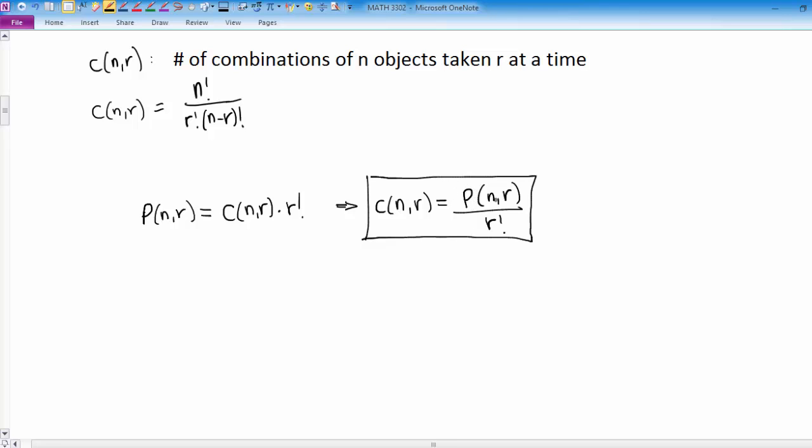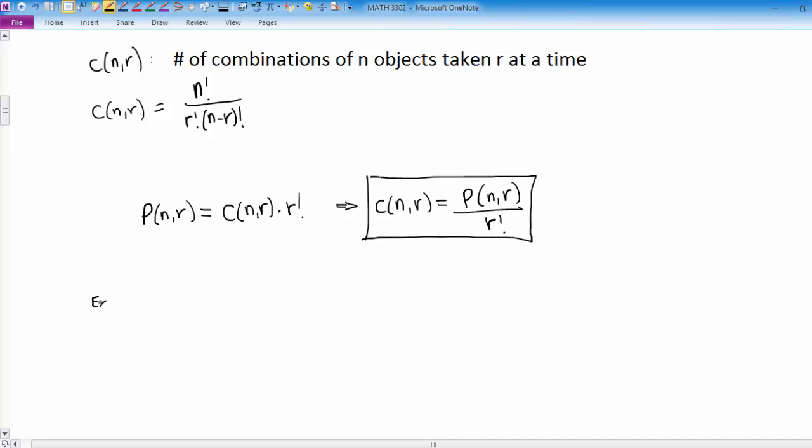Remember that for permutations, think about arranging books on a shelf again. If you have, let's say, 7 books on a shelf, and you swap 2 books and put them in a different order, then you're going to have a different permutation. That's because the order is important. Now, by dividing by r factorial, you're going to take care of that requirement of order. So you can think of dividing by r factorial as something to disregard the order of the permutation.